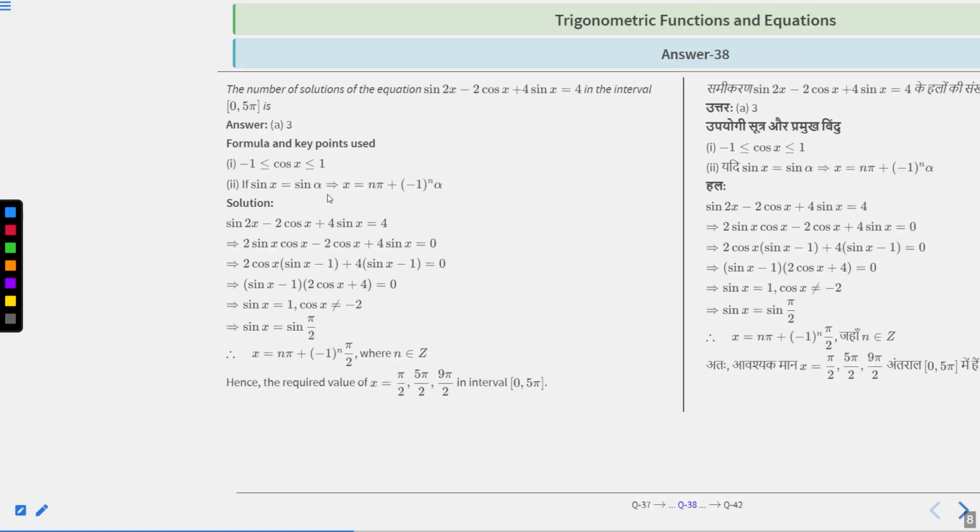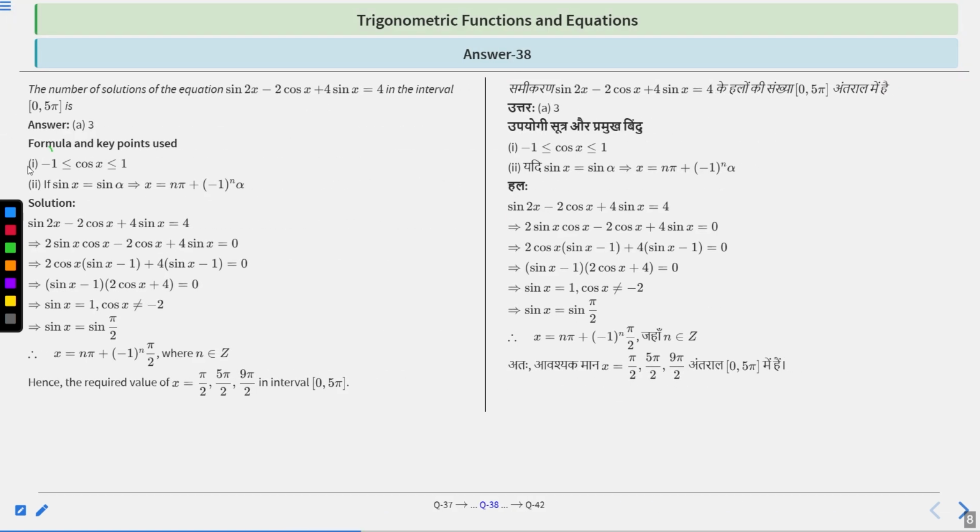Okay, let's move to the solution. The formula and key points we will use in this question: we know that cos x will always lie between -1 and 1. If any value of cos x is greater than 1 or less than -1, we will reject that. Second key point: if sin x equals sin alpha, this implies x equals n pi plus (-1)^n alpha.